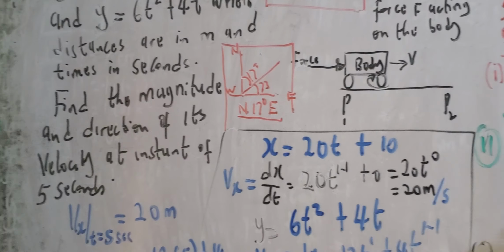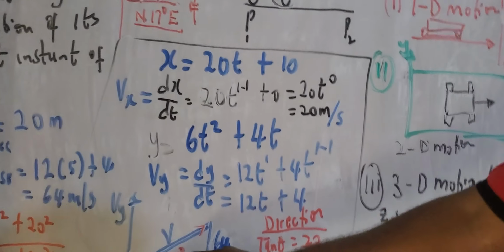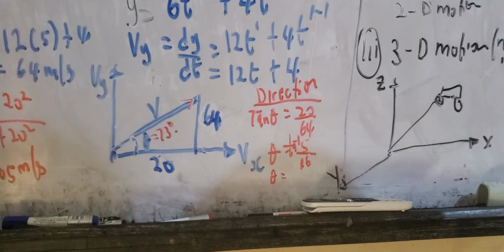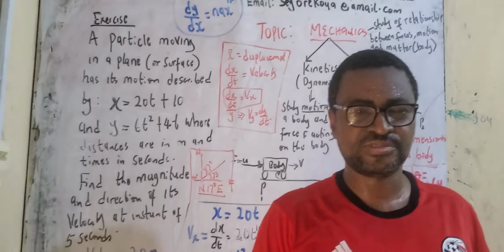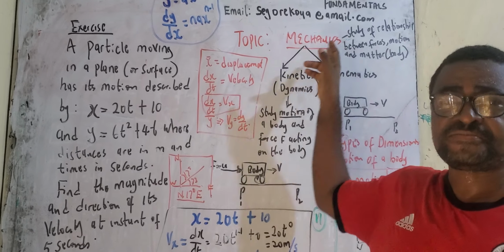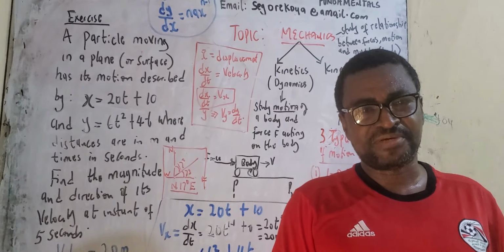Or you can just say the direction is at an angle 73 degree with the horizontal axis. So that is the solution of this particular problem that we have here. I believe that you must have learned one or two things concerning mechanics. This is physics this time around, not mathematics.